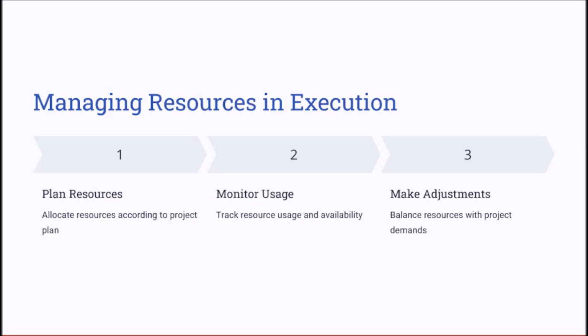When it comes to managing resources in execution, effective resource management ensures that the project has the tools, personnel, and materials needed to succeed and to perform the project activities. For instance, in a software project, ensuring that developers have access to the necessary tools and platforms is critical for maintaining productivity. Proper planning and monitoring helps avoid resource shortages or over-allocations.